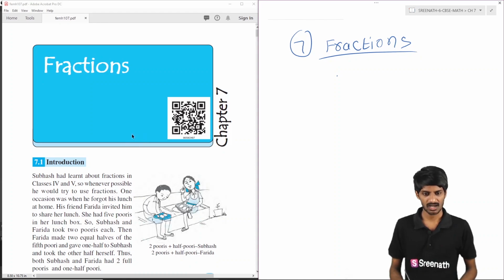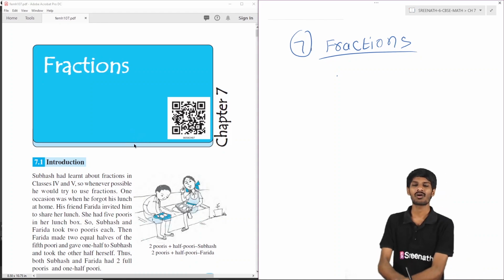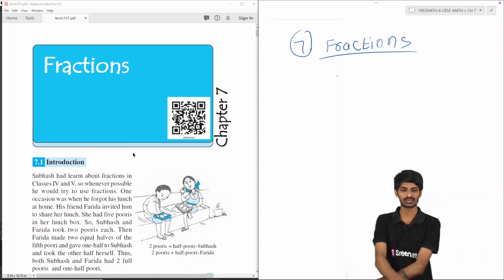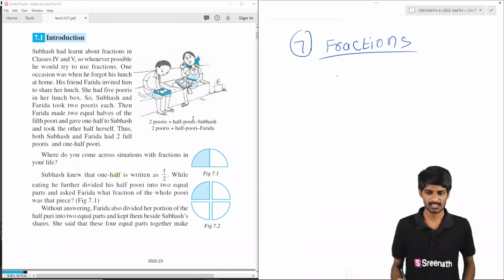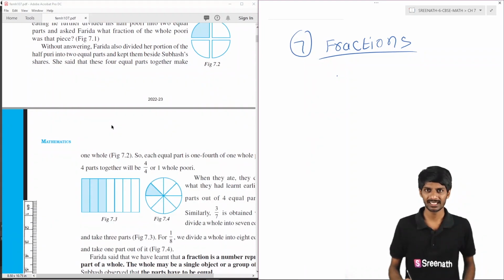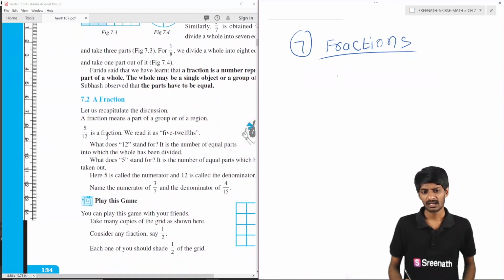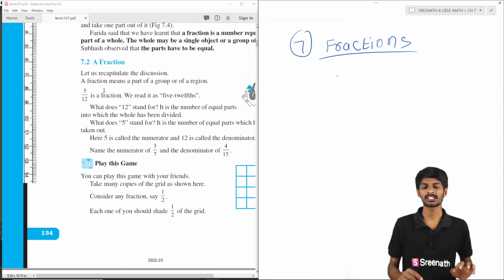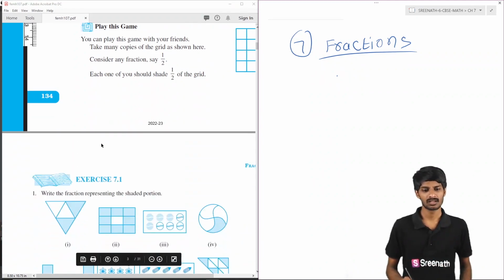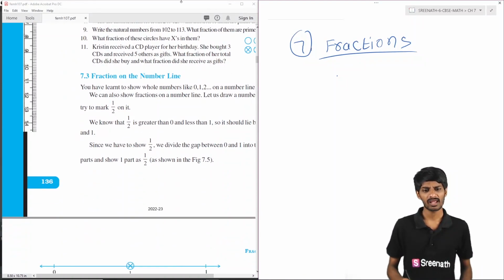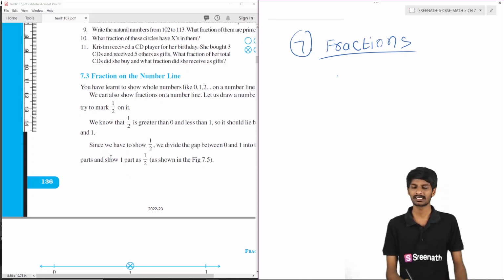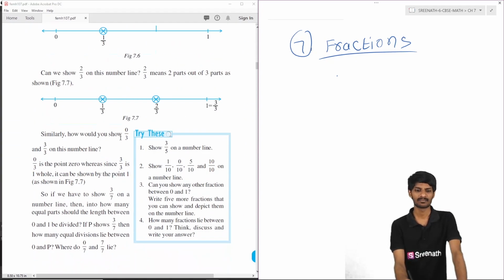So we'll start the concepts. So here first we are going to see the introduction to this fractions chapter, why we need fractions. The next topic is what is meant by a fraction. Okay students, after that we are going to learn fractions on the number line. So how to represent fractions on the number line.